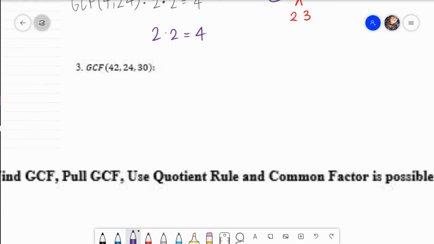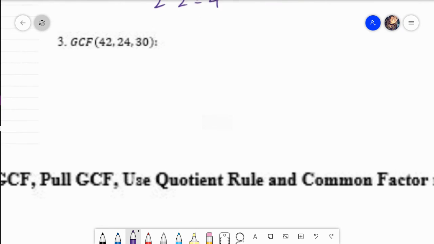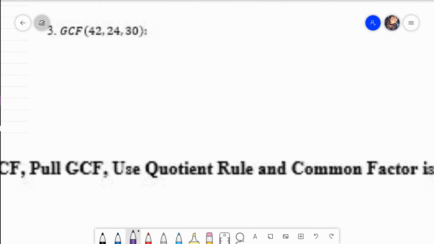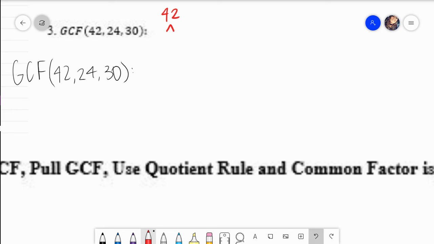Okay, so let's do 42, 24, and 30. Definitely I'm going to need a little bit of space here. I know that I want to write my answer here. GCF of 42, 24, and 30 is going to be, because this is where I've been breaking everything apart, I have 42. Because it's even, I know I can divide by 2.